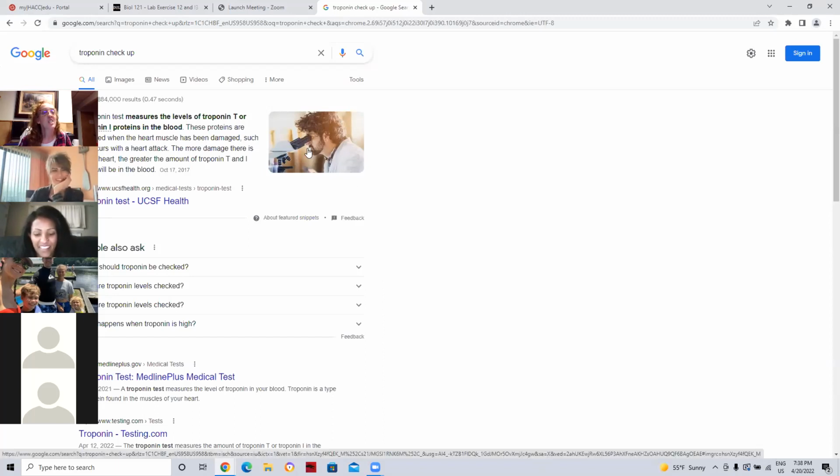All right. So that's what they're looking for, they're using it as a measure of how much heart damage there is to the muscle. It's a good question because I've never thought about it.